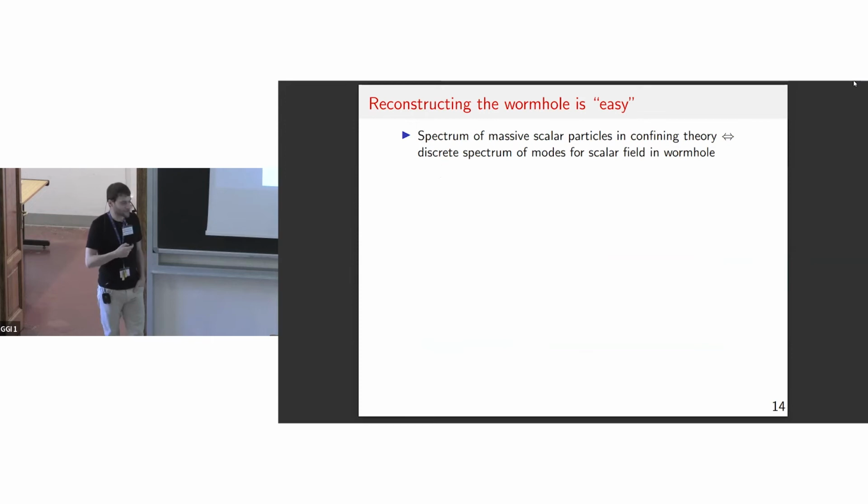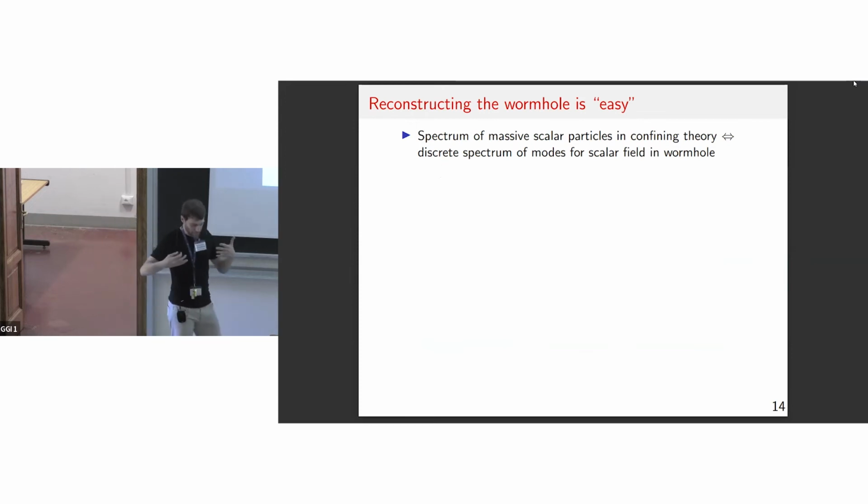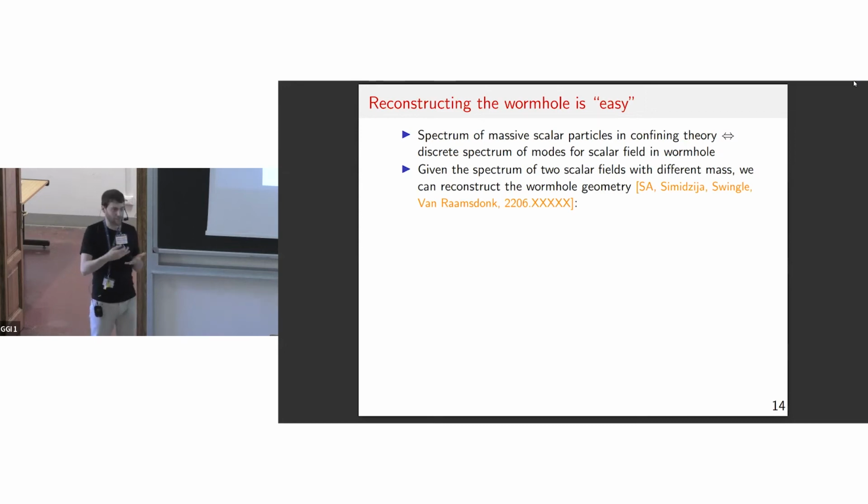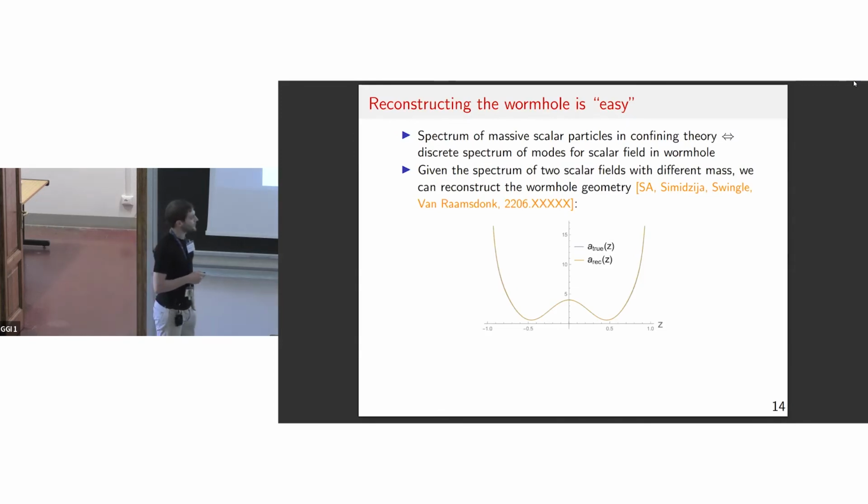In particular, here we showed that if you have a bulk scalar field in this traversable wormhole geometry, that corresponds, in the dual confining theory, to a spectrum of massive particles. If you have two different scalar fields with two different masses, you will have two spectra of massive particles. Given this information, you don't need anything else to reconstruct your wormhole. Given that, you can reconstruct the geometry completely. And we built a complete algorithm to do that, just by taking two spectra and then reconstructing the wormhole out of them. And in fact, this is a numeric implementation of that algorithm.